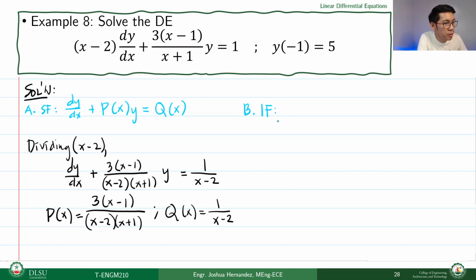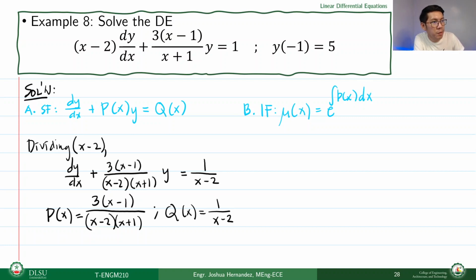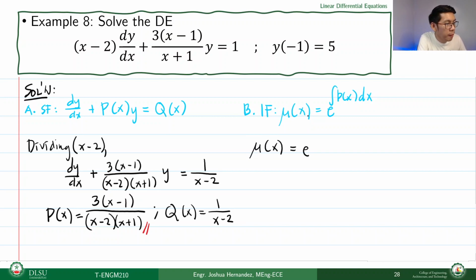And that is mu of x equals e raised to the integral of p of x, then dx. We identified p of x earlier, and this is that p of x. So plugging in our values, we're going to get mu of x equals e raised to, taking out the 3, the integral of x minus 2, then x plus 1, with numerator x minus 1, of course dx. Now, how do we integrate this function here?